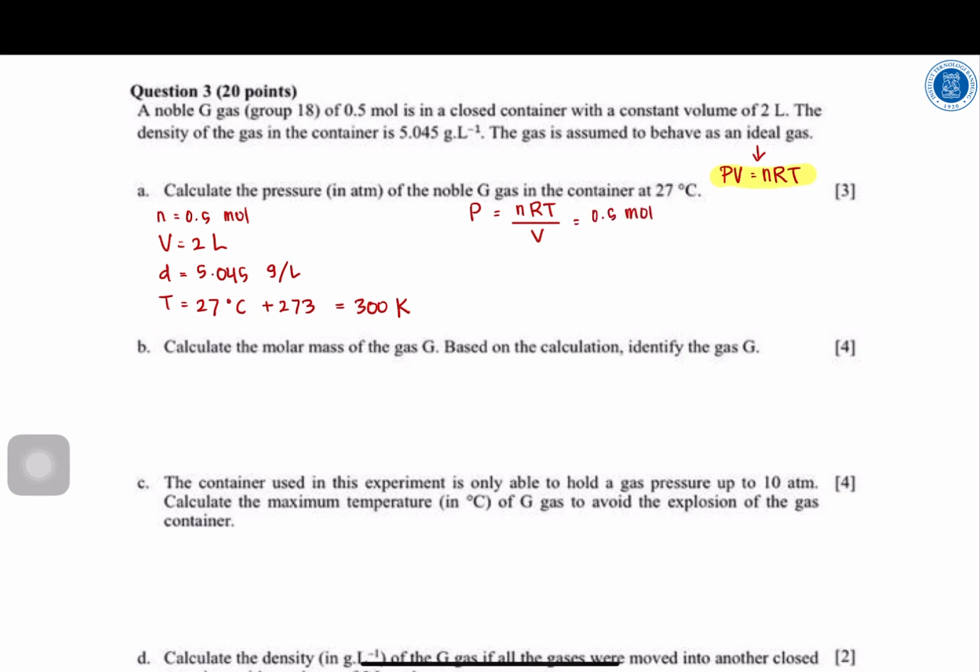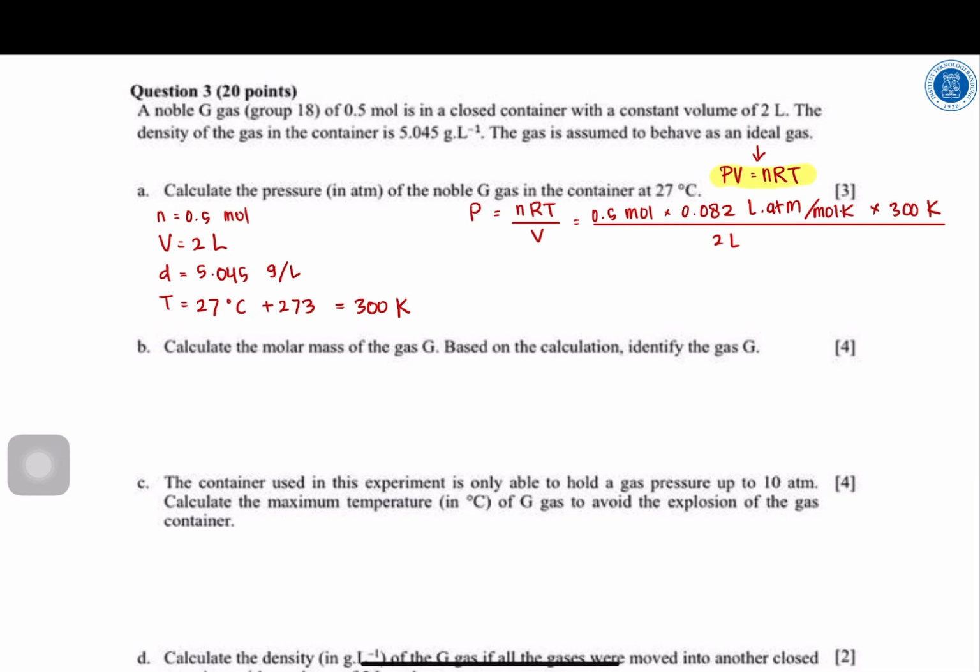So we have half mole. And because we are going to calculate the pressure in atmosphere, we are going to use the R constant in liter atmosphere per mole per Kelvin. And then the temperature is the absolute temperature, so we are using the 300 Kelvin over here. And then divide it by the volume. Now the volume should be in liter, so we have 2 liter over there.